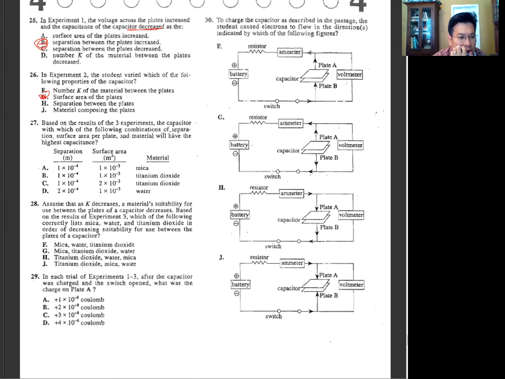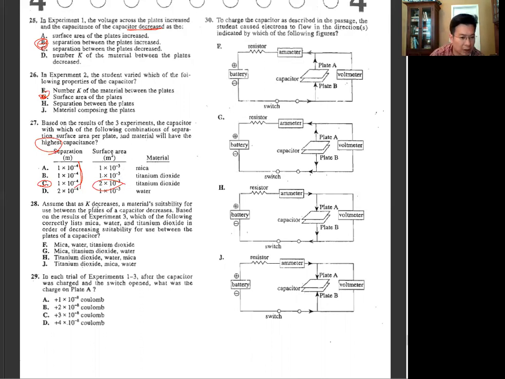Based on the results of the 3 experiments, the capacitor with which of the following combinations of separation and surface area has the highest capacitance? So for separation, if it is shorter, it is better, right? So it has to be among these A, B, C, and for surface area, if it is larger, it's better. So which is this one. So C is the answer for this one.